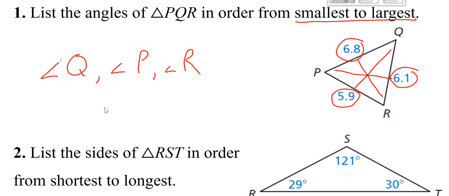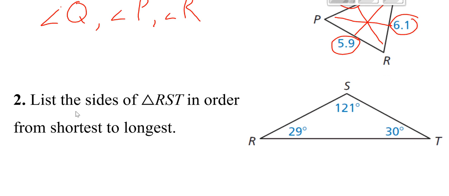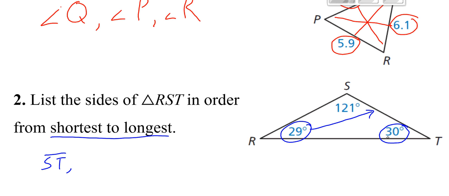On the other one, we're going to use the idea of the angles. Again, we're going from smallest or shortest to longest. The shortest side is going to be opposite our smallest angle. Our smallest angle is 29 degrees, so the side that's opposite that is ST. The next largest angle is 30 degrees, so what's opposite of that is RS. And the largest side, by default, has to be RP.